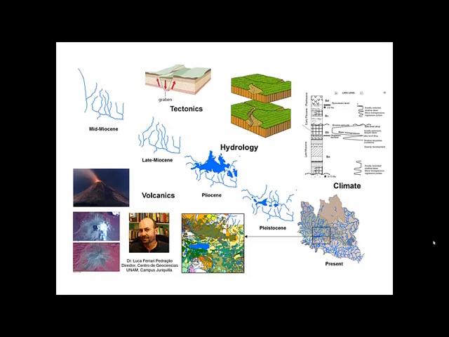Predominantly the flow of water was from north to south. The trans-Mexican volcanic belt is basically running through here. The details of it don't really matter. As you can see, there was a bit of change here. This river that used to flow down there, we now think flowed down like that. So there was a change in the way the river was flowing.